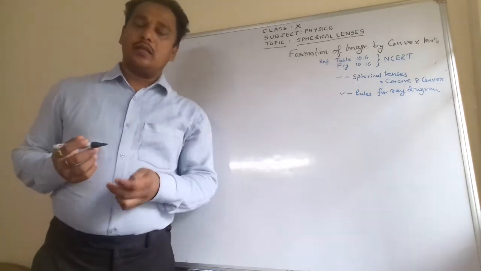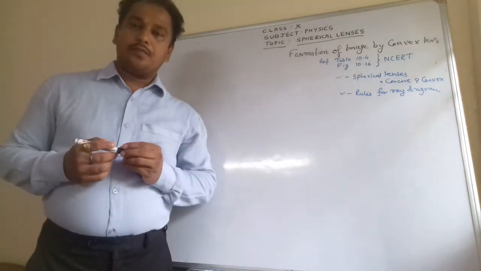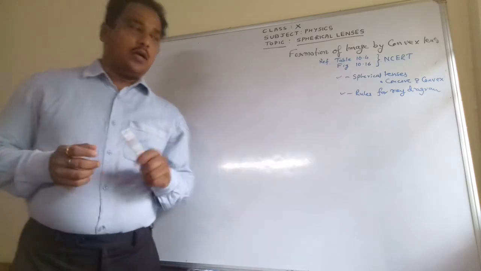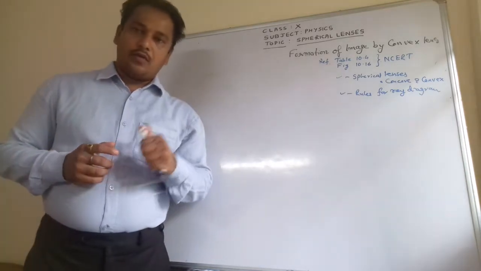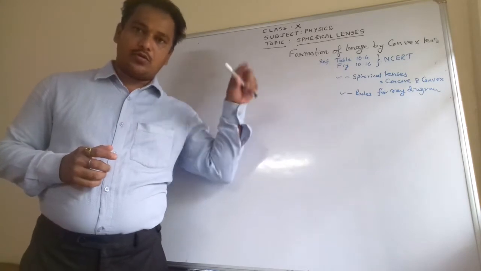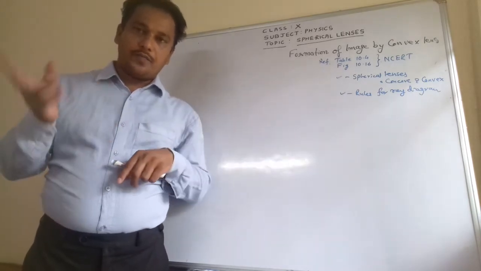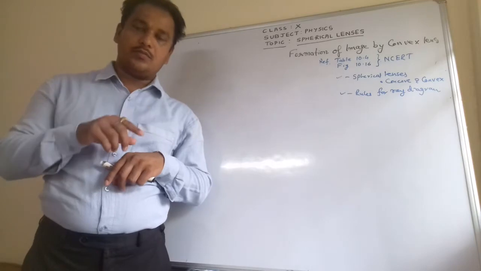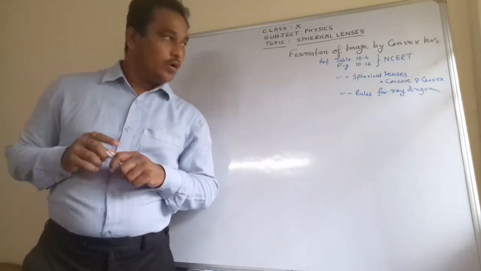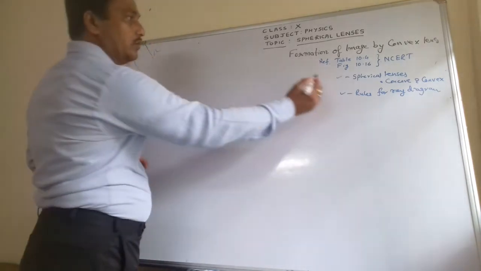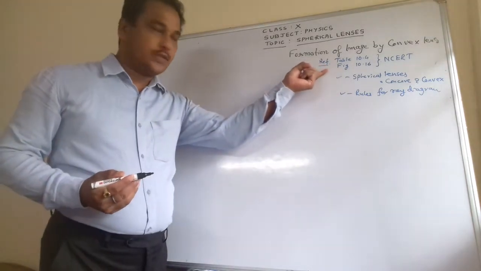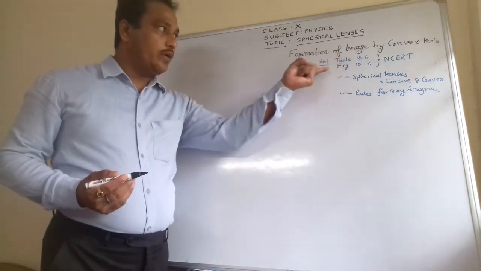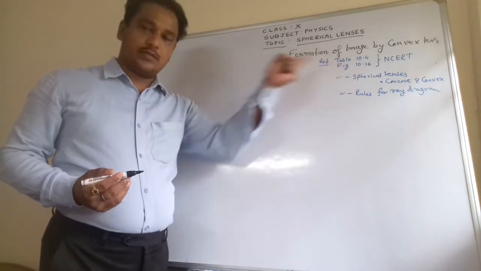As you are aware, the ray diagram and the rules are similar to those of the mirror. For convex lens it is similar to that of concave mirror, and for concave lens it is similar to the convex mirror. For that you can refer to the NCERT textbook of class 10 physics, table 10.4 and figure 10.16.